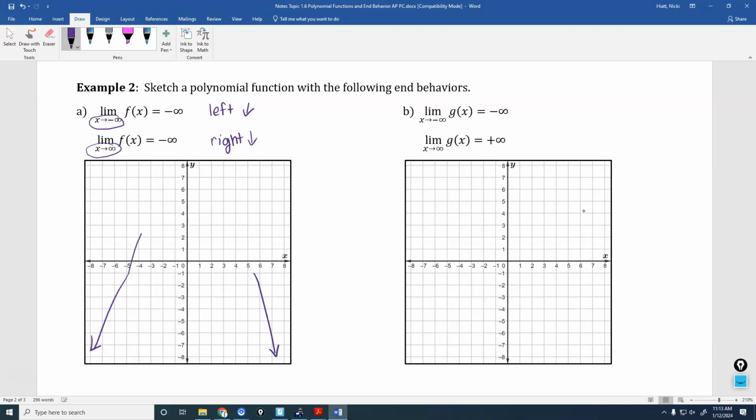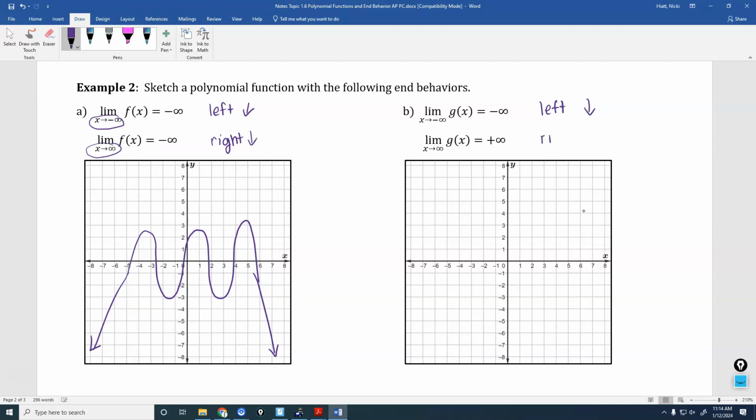You can make this graph do whatever you want it to do in the middle. It does not matter. You could make just a simple parabola. You can do something crazy like I've done here. It doesn't matter what happens in the middle, but both sides, left side and right side, need to go down. Let's see. Ethan, on B, on my left side, should I go up or down? Down.